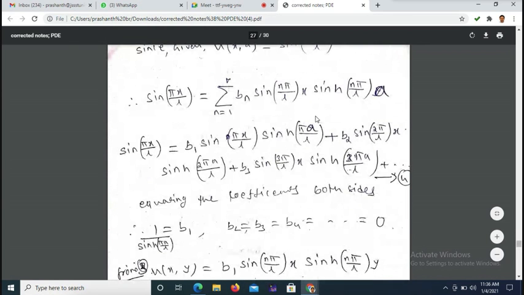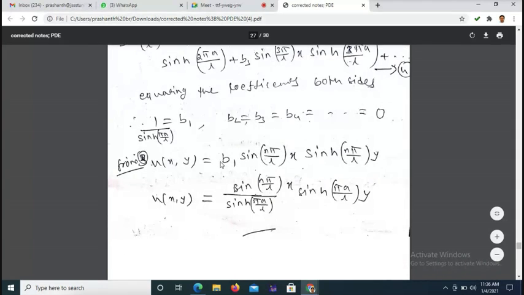And y value you know that. So from equation 3, we got this one. Now, what is the B1 value? 1 by sinh pi a by L. Substitute that. Hence, we got u of x comma y is this term.